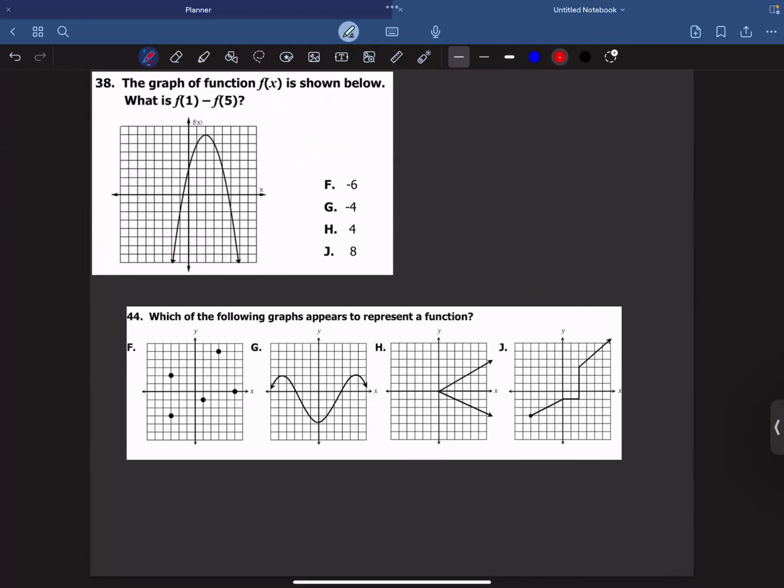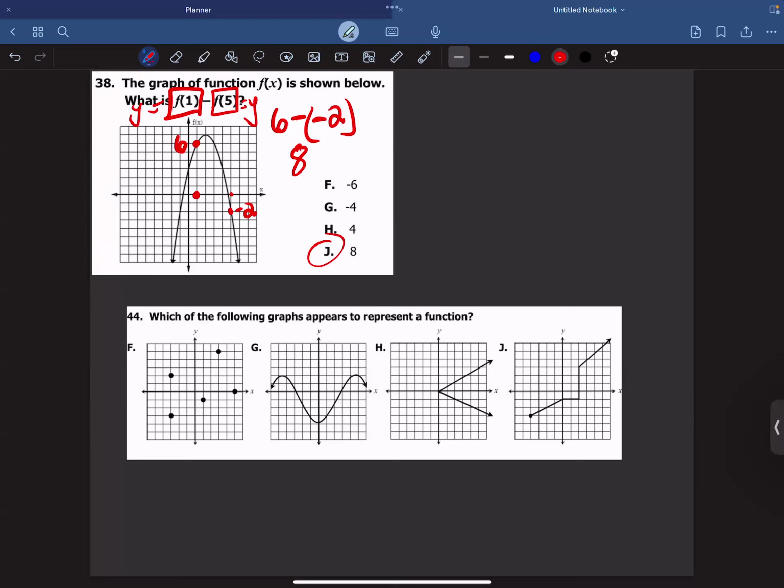All right, the graph of the function f of x is shown below. We've got a nice parabola there. What is f of 1 minus f of 5? Well, where x is 1, what does y equal? 6. And where x is 5, what does y equal? -2. So what we have is 6 minus -2, which gives us 8. Remember, these represent y values. So the way that we do that is just find your x and figure out what the y value is there.